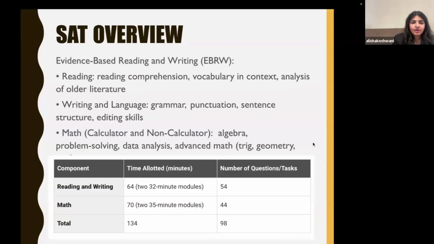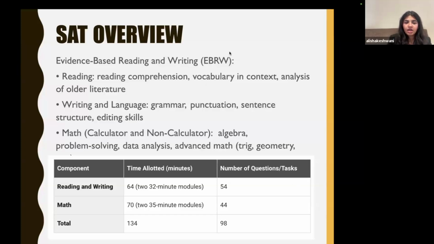And now for an overview of the SAT. The SAT is a little different in terms of the sections that it has, but again, it's testing similar skills. It has evidence-based reading and writing, where the reading evaluates similar skills, like reading comprehension and vocabulary, and it's going to probably have a historical style passage. The writing and language section is also going to evaluate similar skills like grammar, punctuation, and sentence structure. And then the math section, which has a calculator and a non-calculator section, is going to evaluate similar subjects, like algebra, trig, geometry, subjects like that.